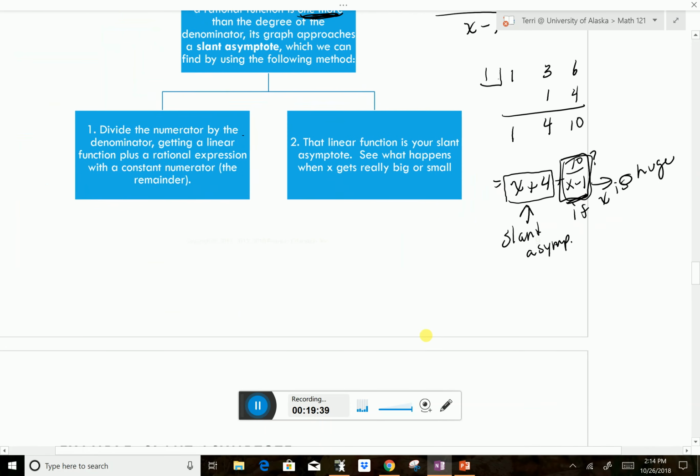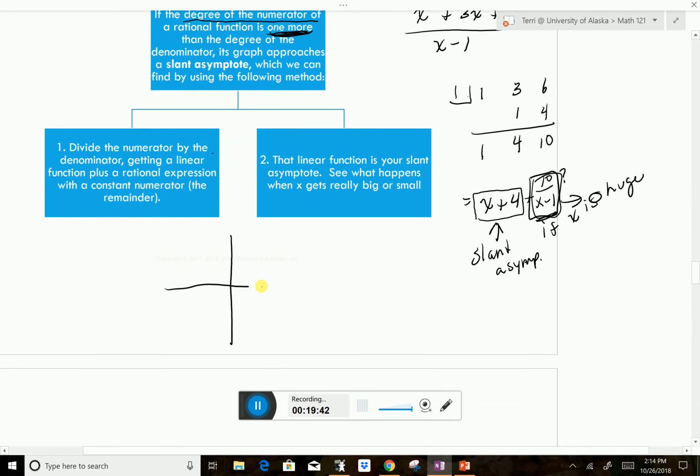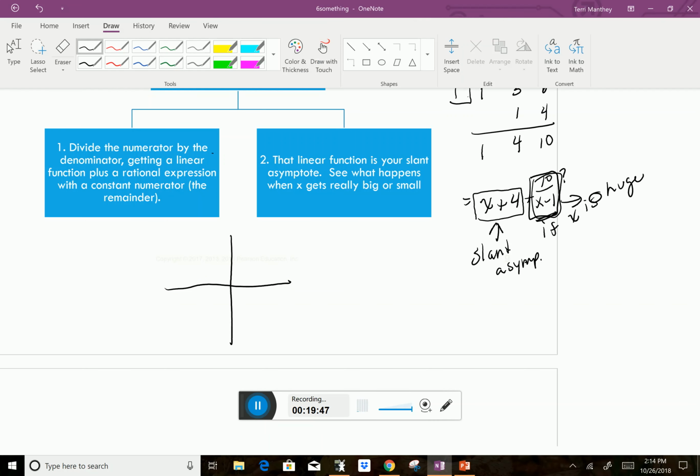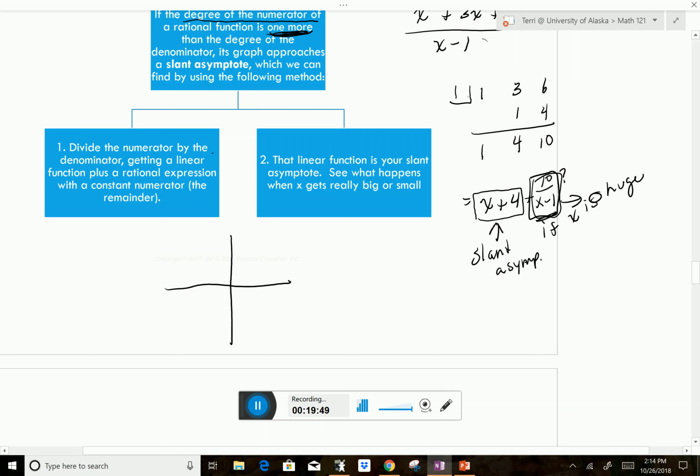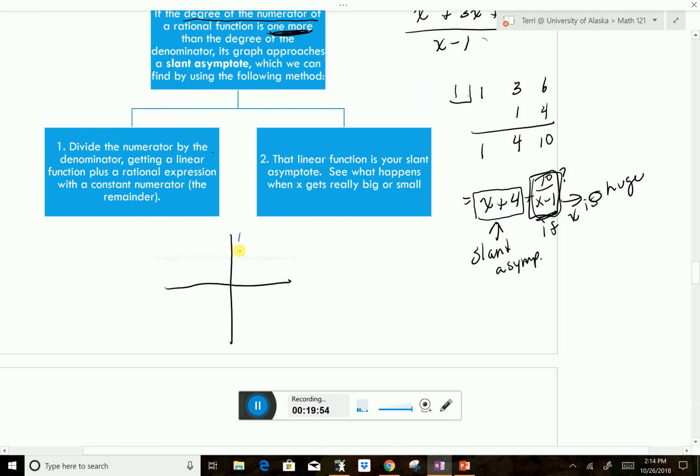So in this case, our graph has a vertical asymptote at x equals 1. And we have a slant asymptote at y equals x plus 4. It's 1, 2, 3, 4, and up 1 over 1. So we have a slant asymptote going like this. So that's what that looks like.